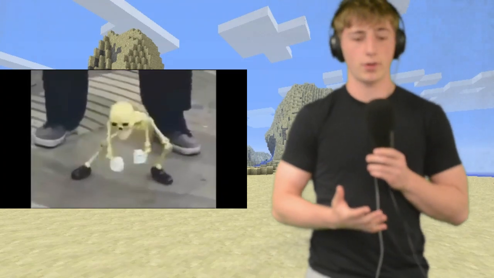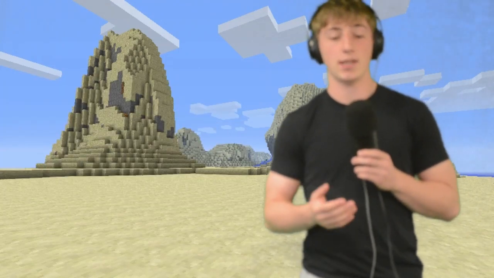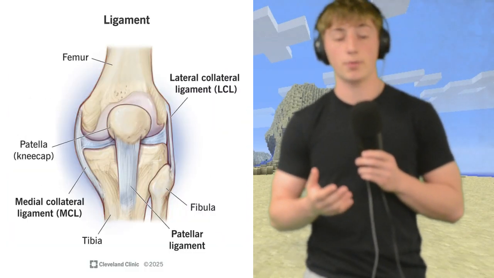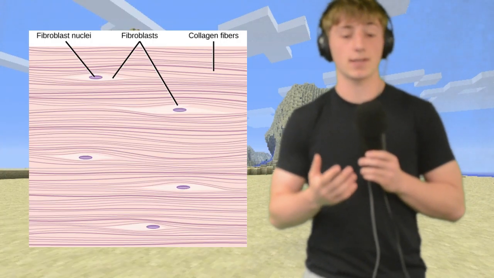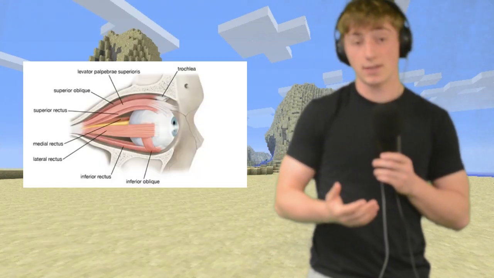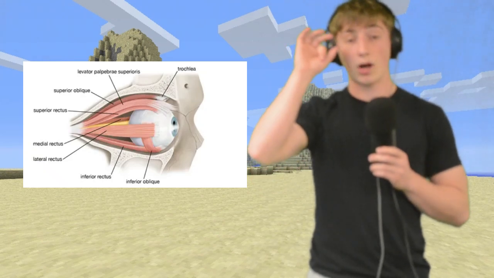Your bones can't move on their own. They need an entire team of ligaments and tendons to connect bone to bone and muscle to bone. Both tendons and ligaments are made up of fibrous connective tissue. An example of a tendon is the muscles that hold our eye in our socket.